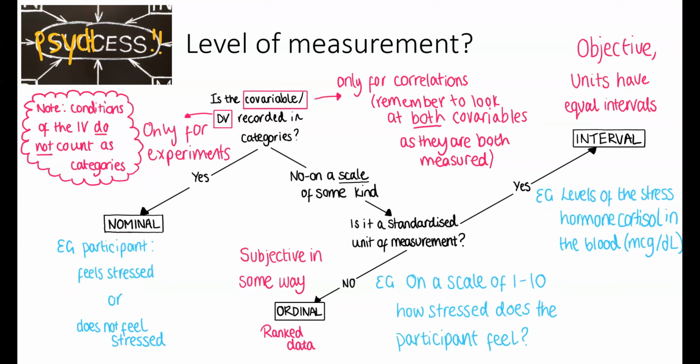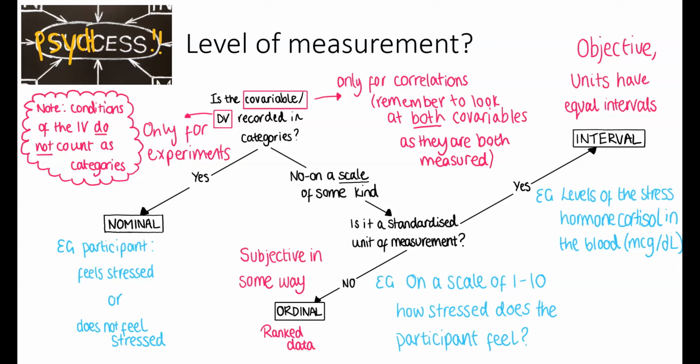When identifying the level of measurement in a given variable, the first question to ask yourself is, is that variable being recorded in categories? Could it be put in a tally chart? For example, 10 participants said they feel stressed, 3 participants said they did not feel stressed. That would be nominal level of measurement. However, if the variable is on a scale of some kind, then you need to consider that scale to decide whether it's ordinal or interval level of measurement.